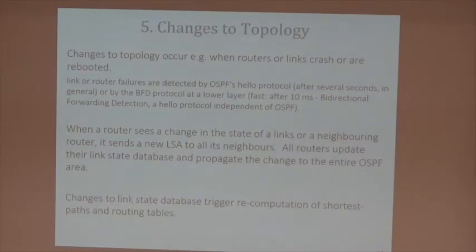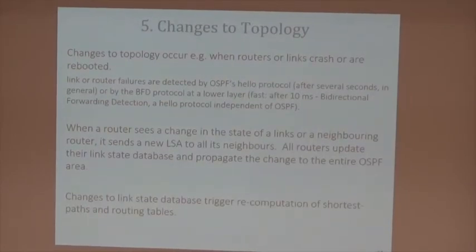After a few seconds, one of the routers will detect that this neighbor doesn't exist anymore. So it is perceived as a local change to the topology. And then OSPF will flood this new information to the entire area, and therefore everybody in the area will know that this router doesn't respond to this one, which means this link doesn't exist, or this router doesn't exist anymore.